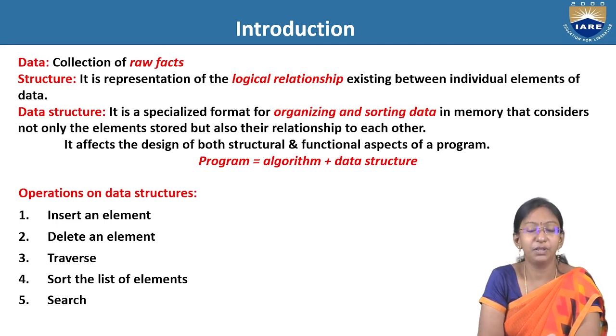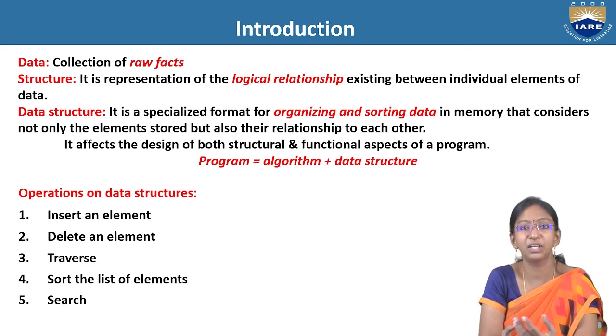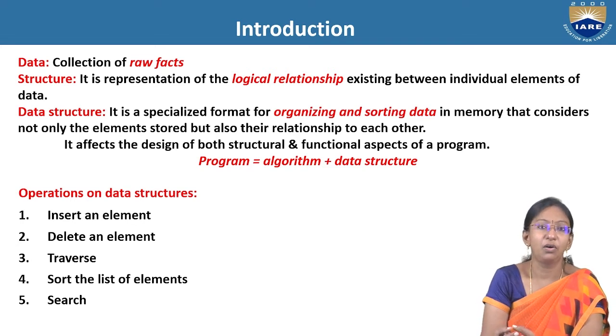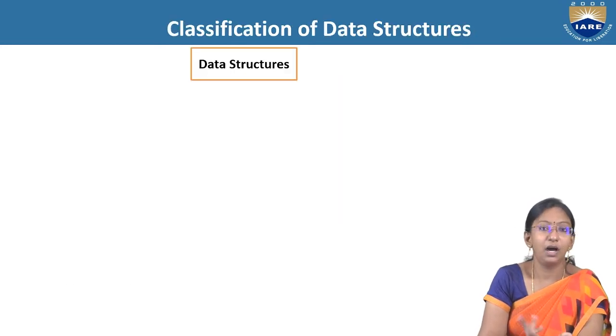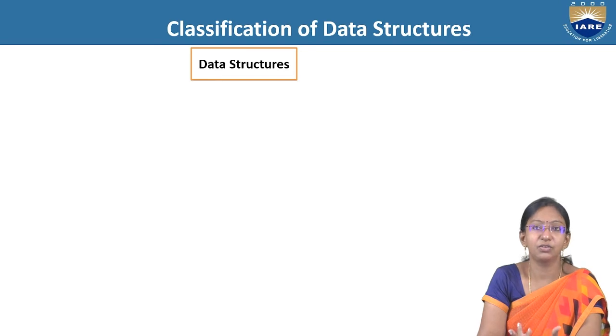What are the basic operations that we perform on a data structure? As I said, we can insert an element, delete an element, traverse through it, search for an element, reverse it, and sort it. Many more are there, but the basic ones are the few I have listed over here. So how are these data structures classified?